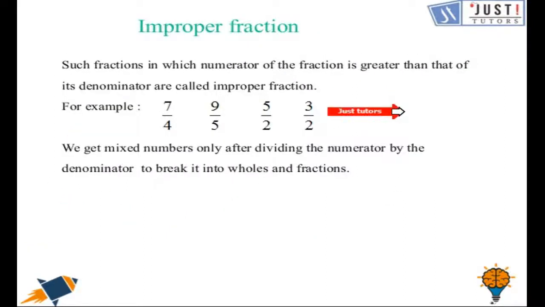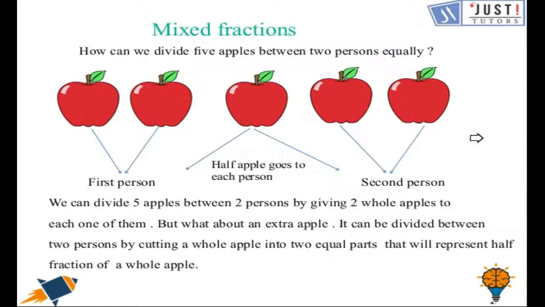So what are improper fractions? Fractions in which the numerator is greater than the denominator are called improper fractions. Here, as you can see, it's 7 over 4, and 7 is greater than 4, so this is an improper fraction. And we get mixed numbers only after dividing the numerator by the denominator to break it into wholes and fractions. Now let's talk about mixed fractions.